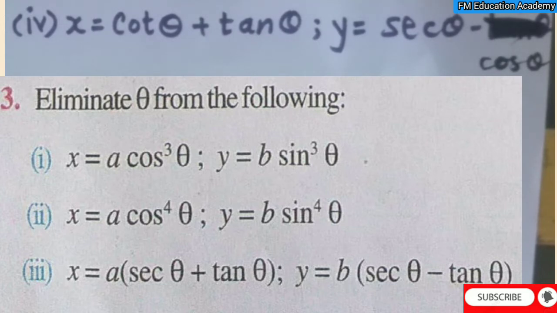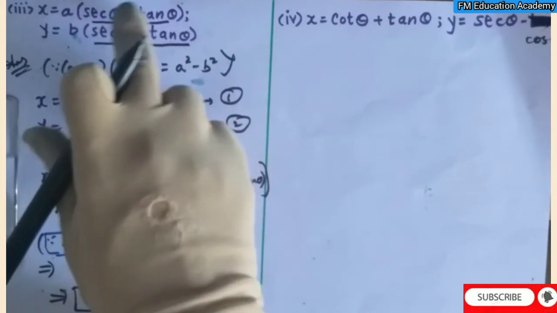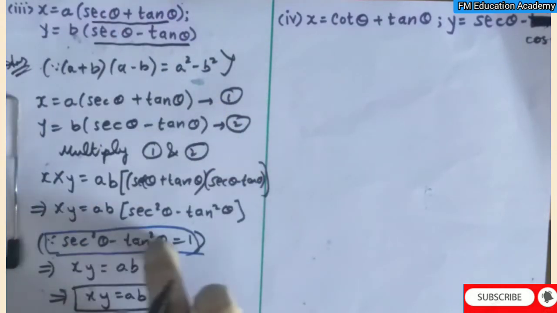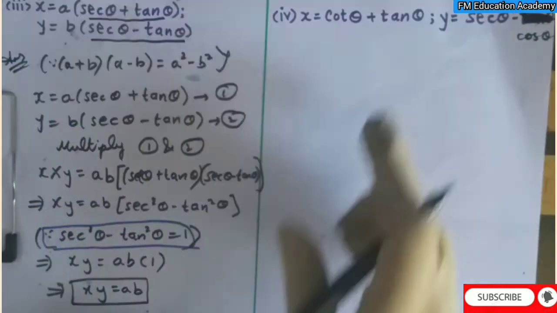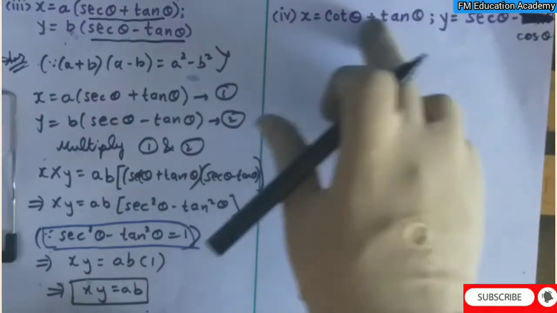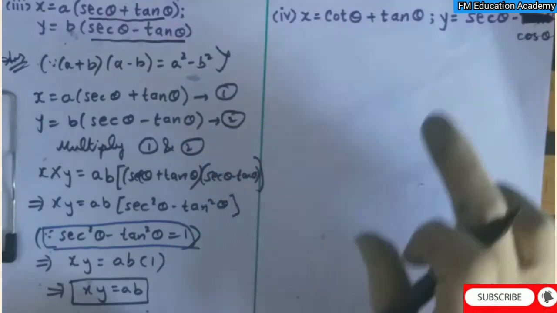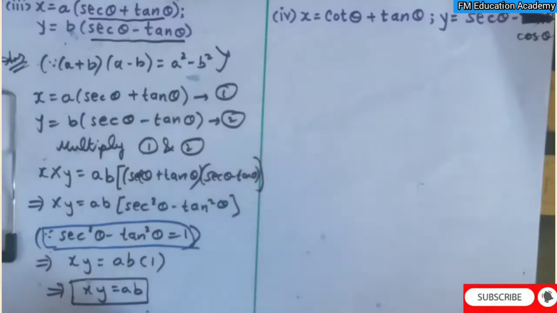So we used the identity cos²θ + sin²θ = 1. Then here also we got a hint to use (a + b)(a − b), and then we got the identity sec²θ − tan²θ = 1. But since all four trigonometric ratios are different in x and in y, here what we can do is we can expand cot θ, we can expand tan θ, we can expand sec θ. I'll tell you what we can do.